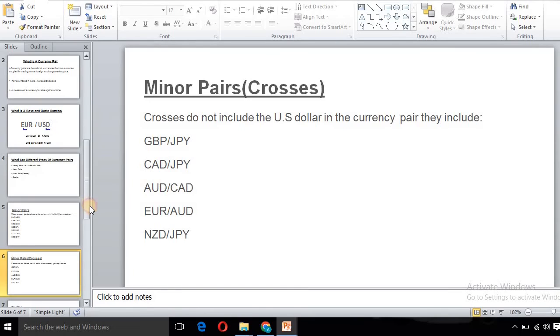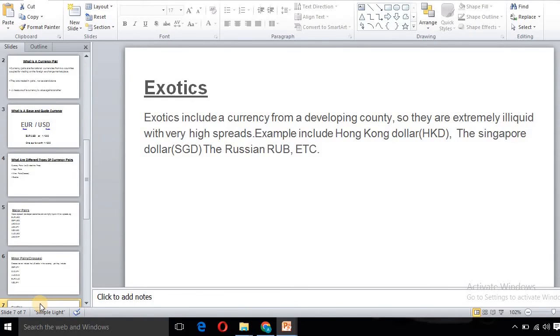You understand? Then moving on, we are going to take a look at the last one, which is exotic pairs. When you say exotic pairs, they include currencies from developing countries. Remember, the first one is developed countries, which is the major currency, while the second one is currencies that do not include US dollars, which are the crosses. While we have exotic, which is number three, here we are talking about exotic. Exotic is saying that they are extremely illiquid. The major pairs are highly liquid, but the exotic are illiquid. Let me continue. Exotic include currencies from different countries, so they are extremely illiquid with very high spread.